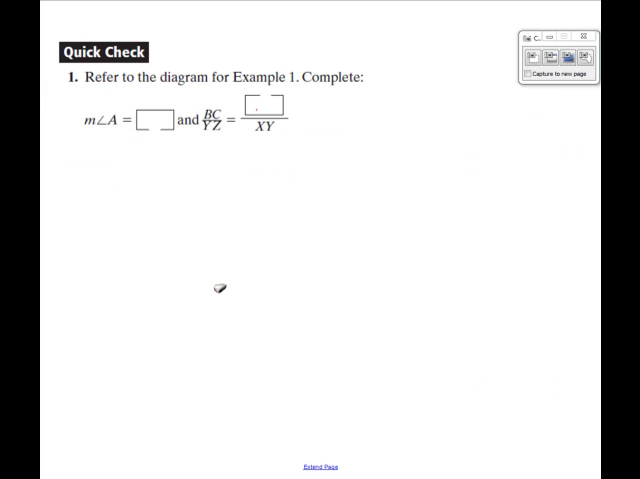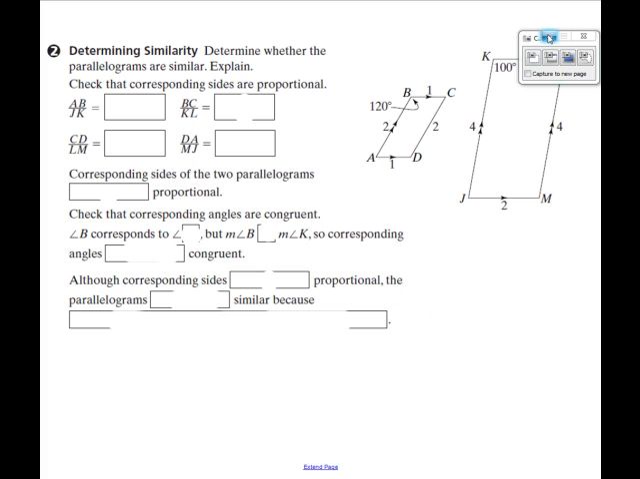The next quick check problem is pretty straightforward. Again, essentially just doing what we did in that example, but finding a different angle and a different proportion between sides. As we look at this next figure, the next example, they're asking us to determine similarity. So they're looking at these two parallelograms and they want us to determine whether or not they're similar.